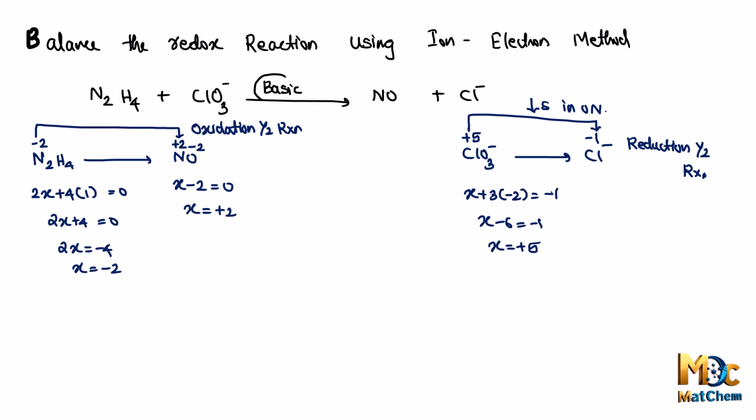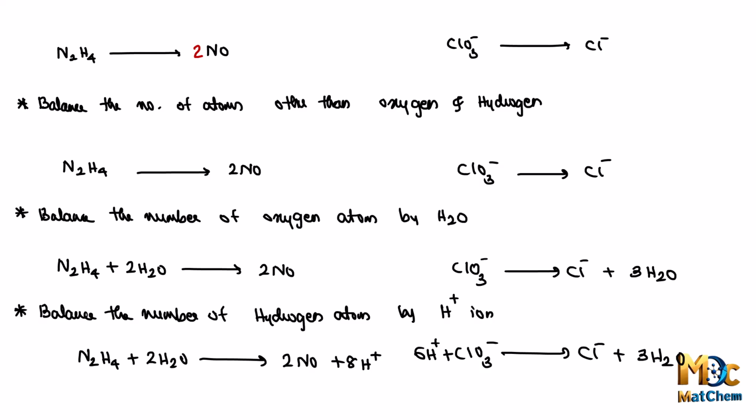Here you need to note down one important aspect. Since the reaction is taking place in basic medium, you cannot add H plus ion simply, because in a basic medium there is no existence of H plus ion. For that purpose, we will be adding the same number of OH minus ions on both sides of the equation. The number of OH minus ions will be equal to the number of H plus ions added. If you consider the oxidation half reaction, we have added 8H plus ions.